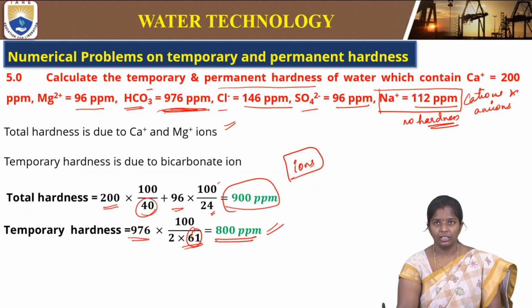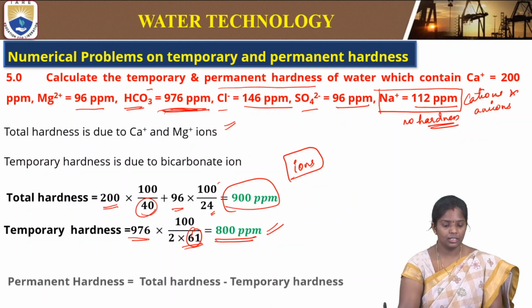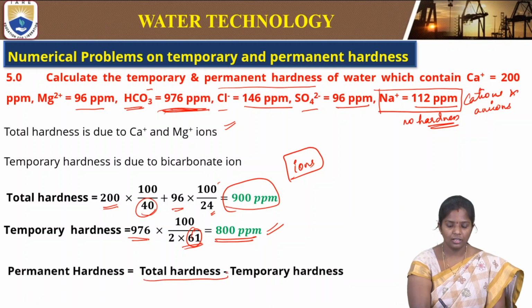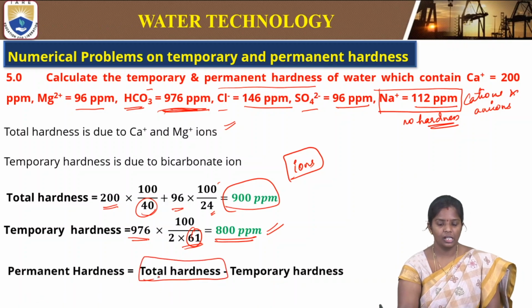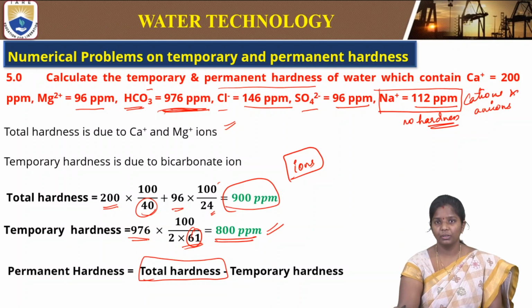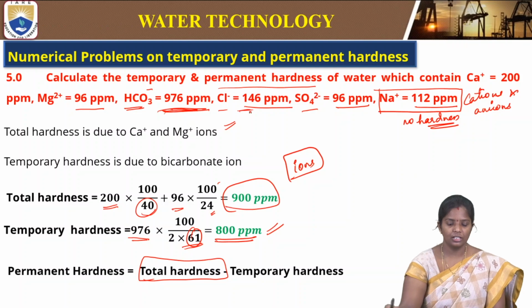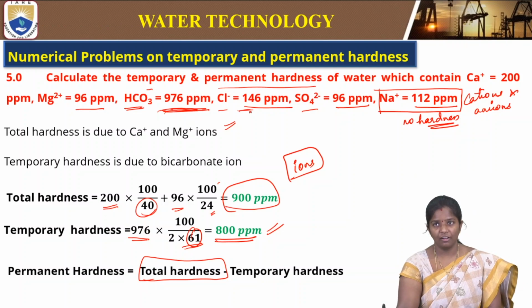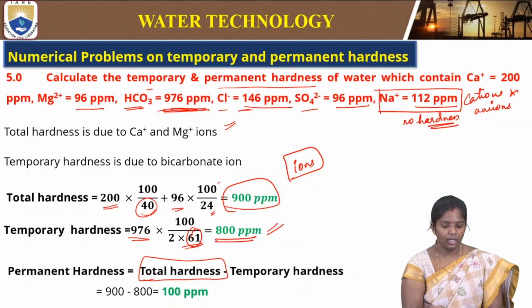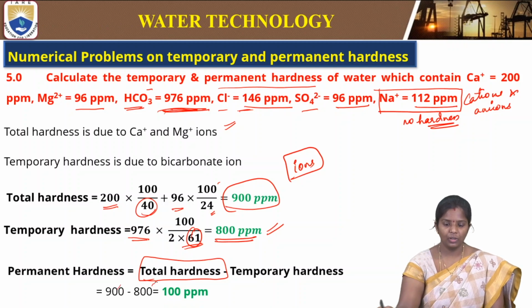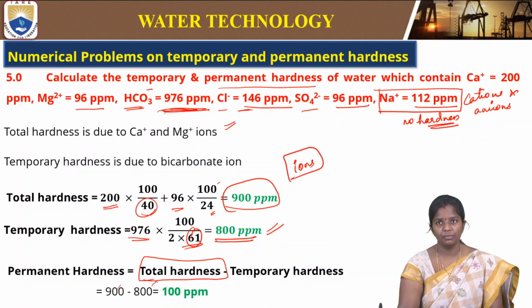Now we have to calculate the total hardness. Total hardness, we can substitute in this: 900 minus temporary hardness will give rise to permanent hardness. The permanent hardness can be calculated from this. That is responsible from the chlorides and sulfates that are present. So 900 minus 800 will give rise to 100 ppm. So this is the permanent hardness that is contributing to the hardness of that particular water sample.